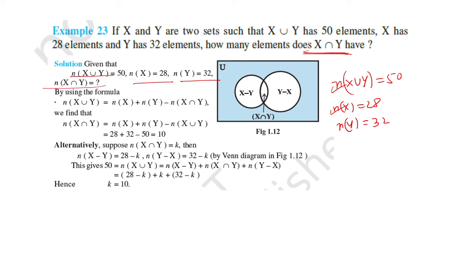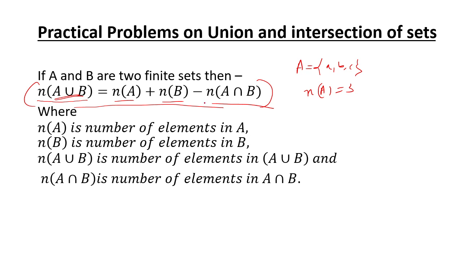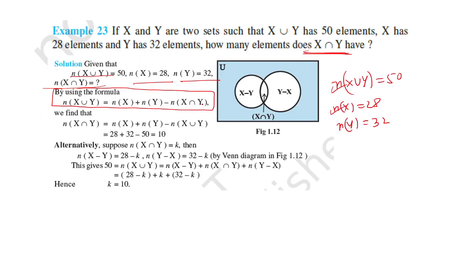So the formula is this one, which you have already learned. This is the same formula. Here it was given in terms of sets A and B, here it is given as sets X and Y. So it is the same formula: n(X union Y) equals n(X) plus n(Y) minus n(X intersection Y).